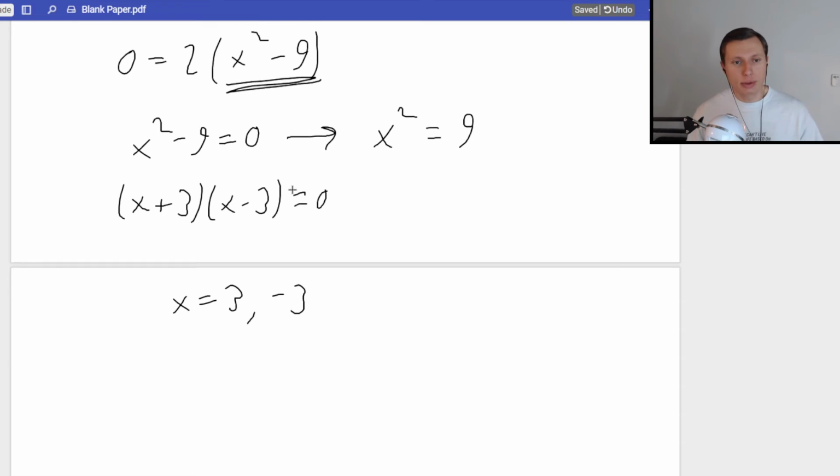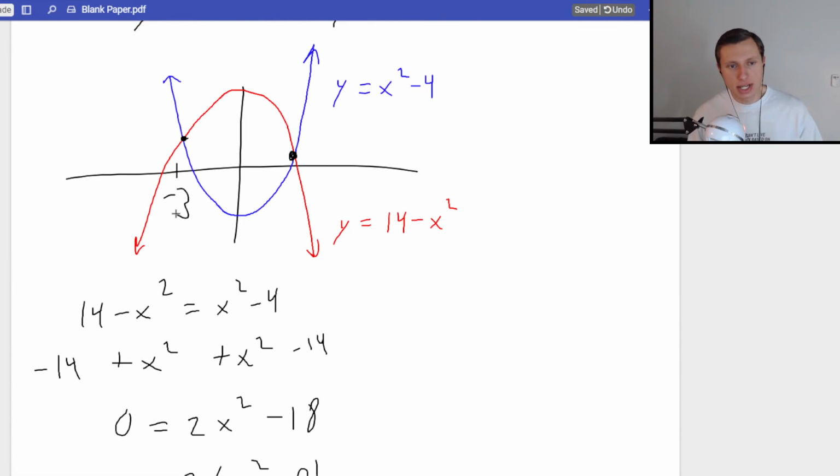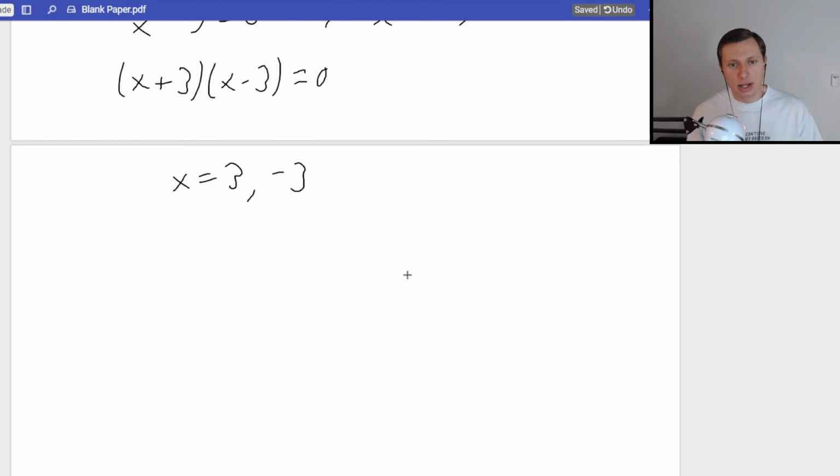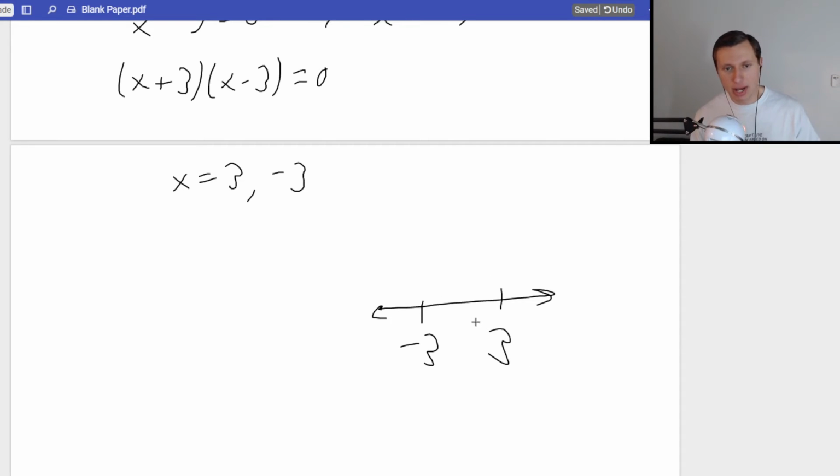Okay, so going back to my picture, here is negative 3, here is positive 3. I can see which function's on top. It's going to be the 14 minus x squared. But what would I do if I had no idea? Again, make a number line. Here's negative 3, here's positive 3. In this case, there's only one region we care about, between negative 3 and positive 3. So you need to pick a point between those two numbers. The easiest one is obviously 0.